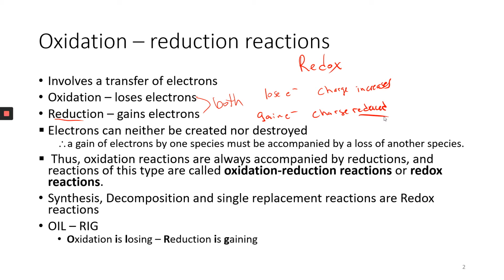Just like the law of conservation of mass, we have the law of conservation of charge. Electrons cannot be created nor destroyed. So if one substance is losing an electron, something else has to gain it. That's why they have to both happen at the same time. Okay, so as it says here, oxidation reactions are always accompanied by reductions and vice versa.